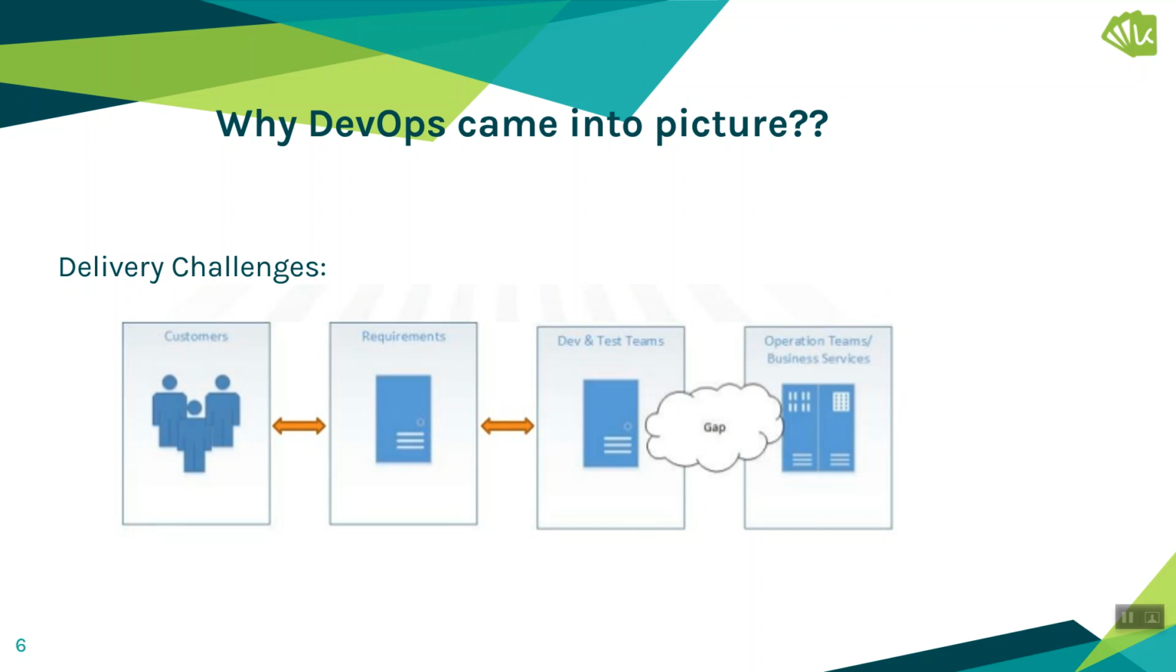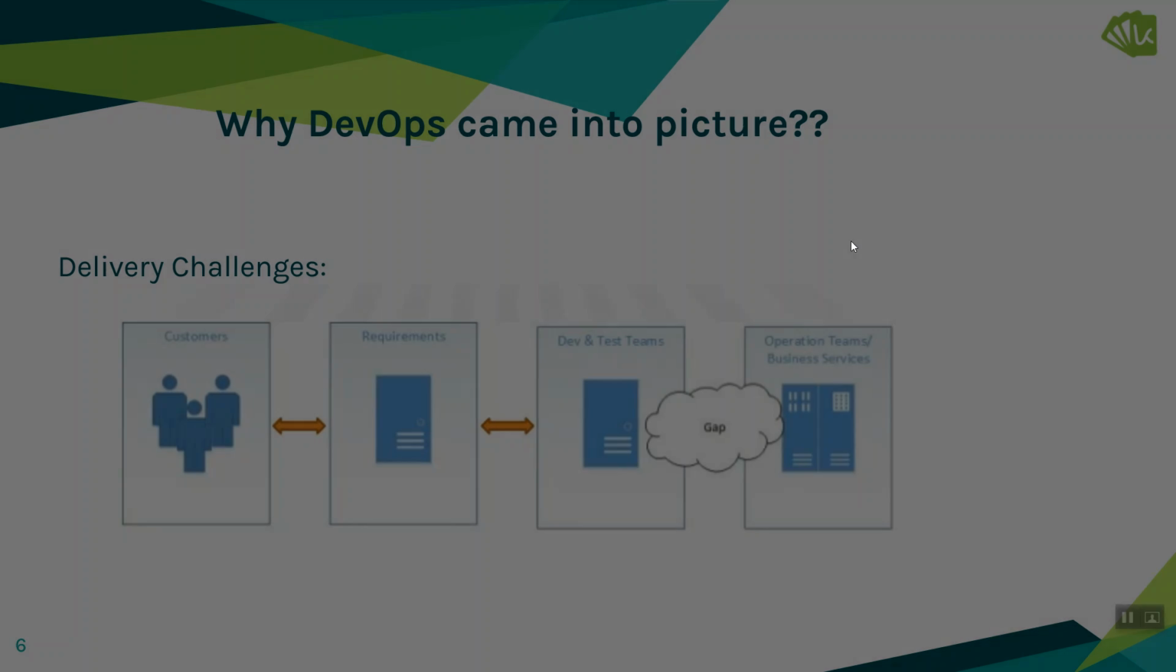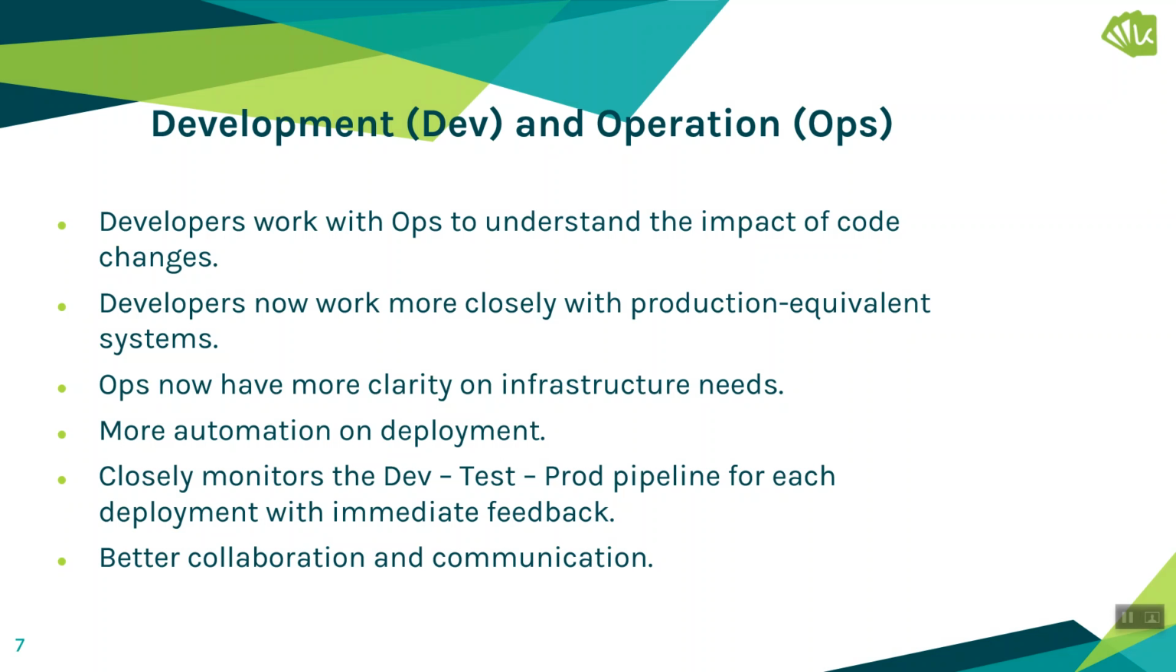On the other side, the operation team is only worried about making the system available 24/7. They're not much concerned about development and testing issues. Once an issue comes, they will directly route that incident or whatever ticket has been raised to the development team to work on those issues. To overcome this gap, we have development and operations together, which is called DevOps.